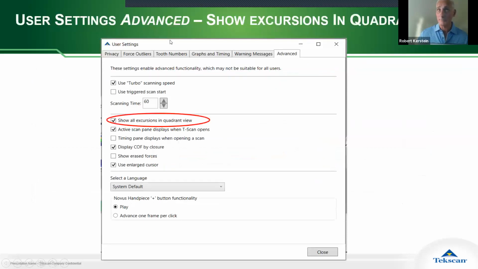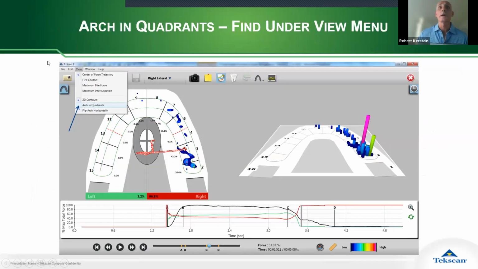If you want to see quadrant view, there are 2 ways to do it. First, in your settings, go to your advanced tab and check off show all excursions in quadrant view. Then anytime you label a movie as a right lateral or a left lateral or protrusive, it will come out with the quadrant division already set up on your playback. The other way is on the TScan desktop is to go to the view menu and choose arch in quadrants. And that will take an arch that's divided only in half, right and left.